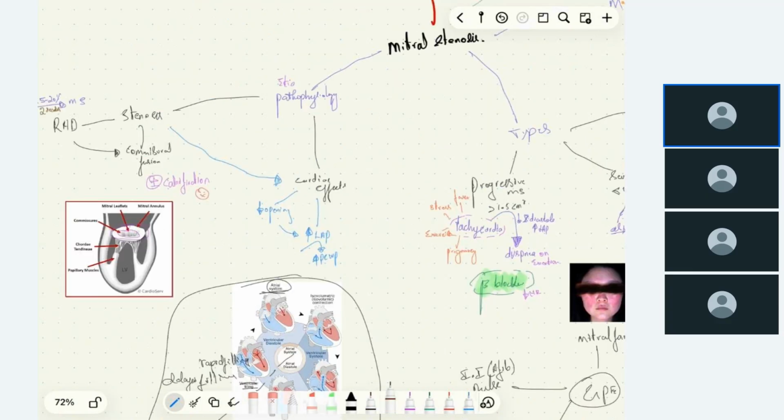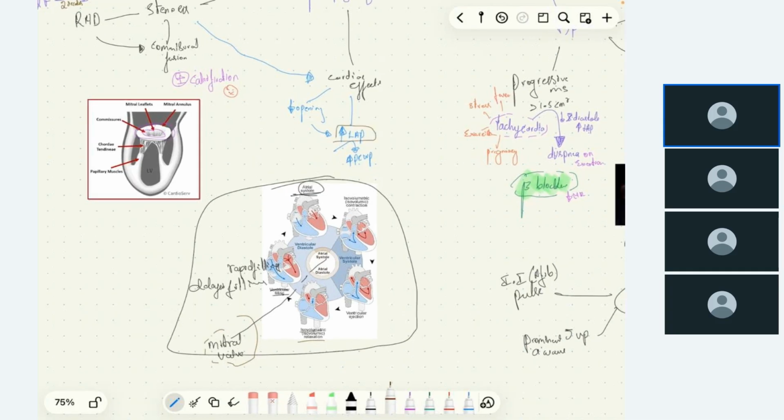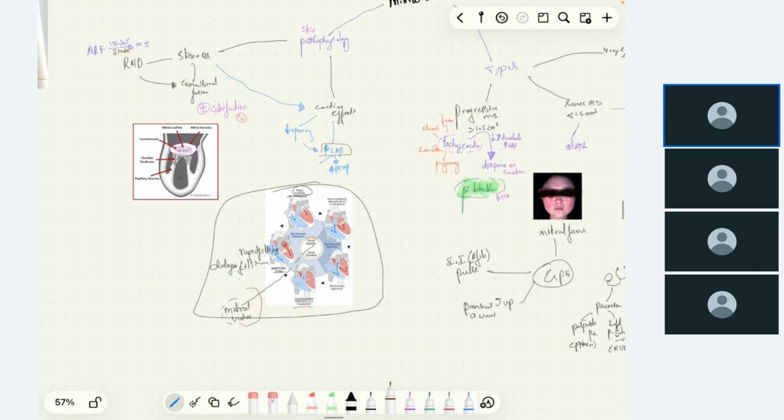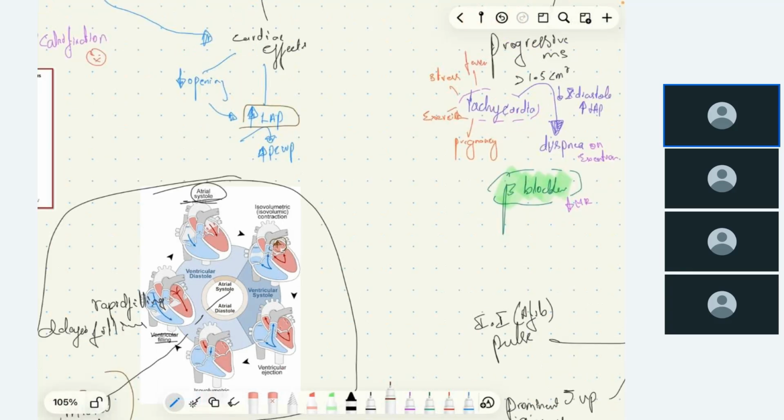Due to reduced opening of the mitral valve following isovolumetric relaxation, there will be increased left atrial pressure. Please note the left atrial pressure has increased now because the valve is not opening correctly. Here the blood will pour and the left atrial pressure will increase. This increased left atrial pressure will be transmitted to the pulmonary capillaries, causing an increase in pulmonary capillary wedge pressure and the secondary effects which we'll see shortly.